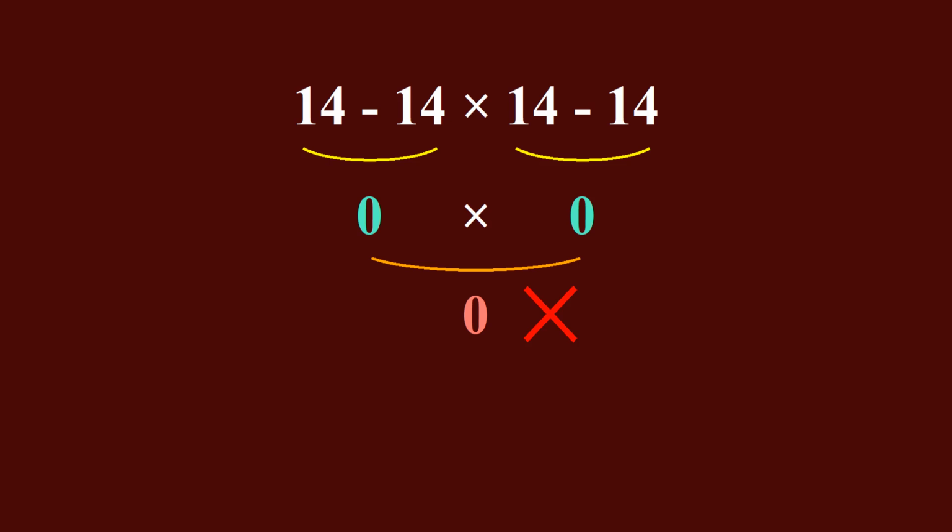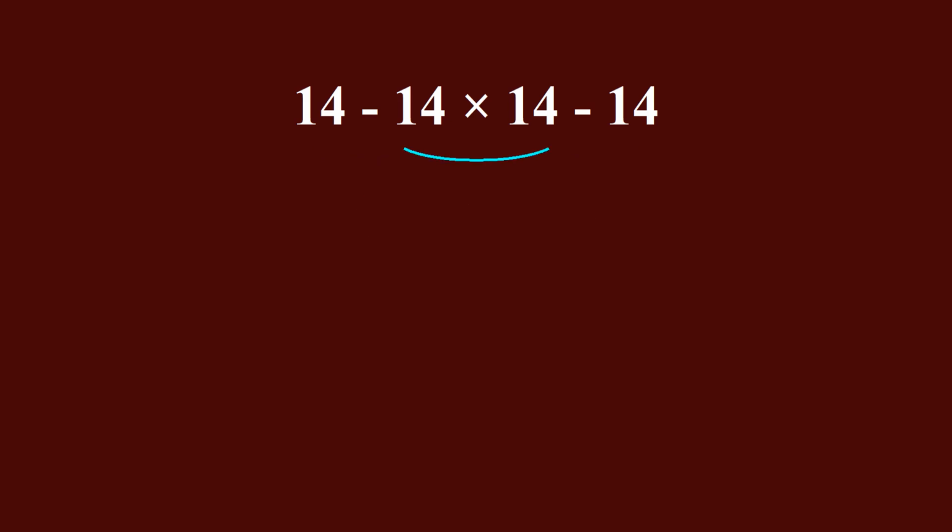But this answer is not correct, because according to the order of operations, we must do the multiplication and division, then do adding and subtraction. So first we do this multiplication, then this subtraction, and at last this subtraction.